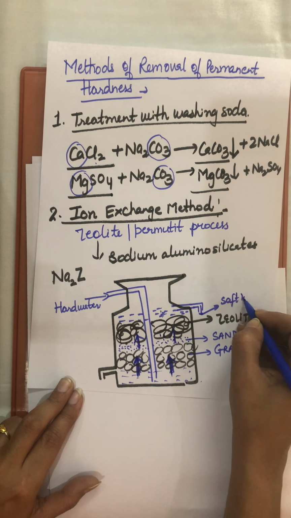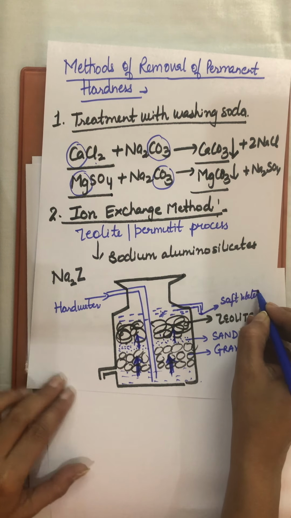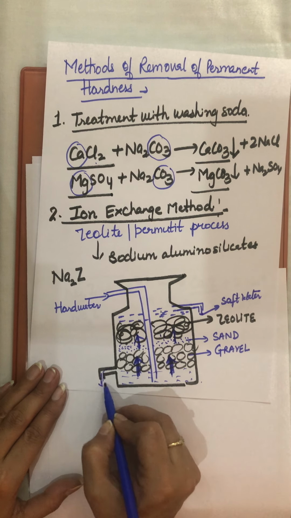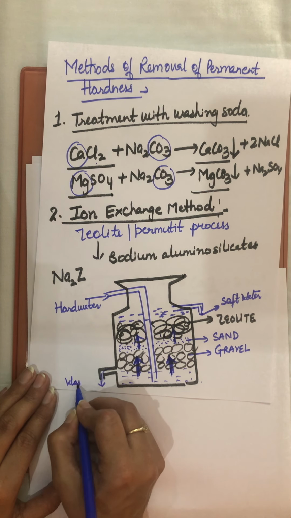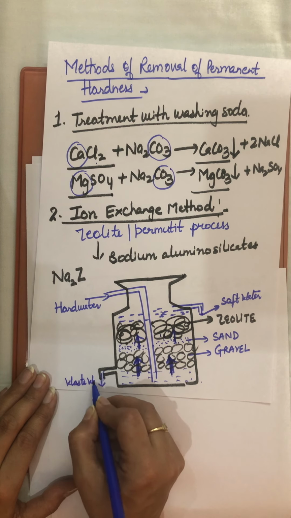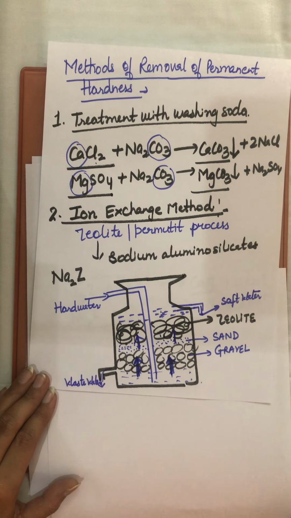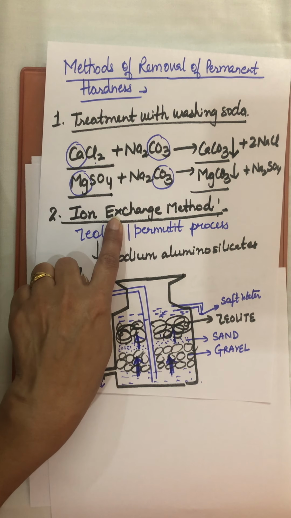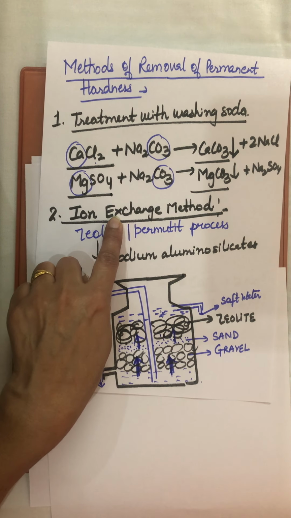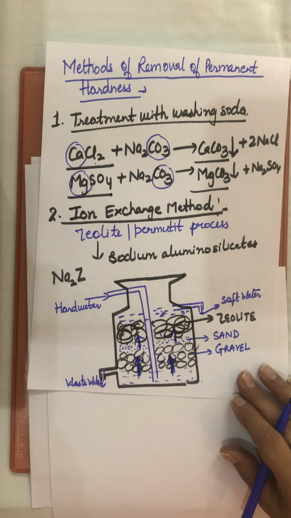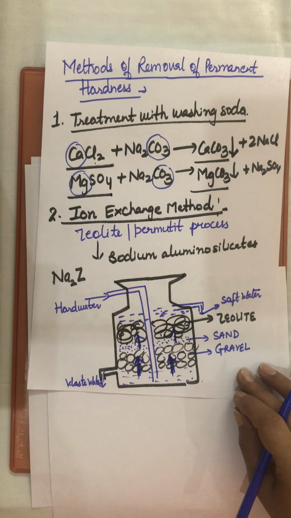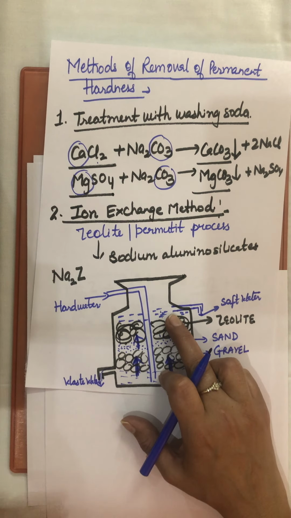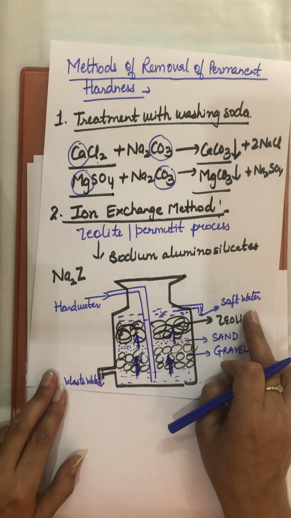Soft water is removed from here, and whatever waste is here, that waste water will come out from this. Whatever is left here, waste water. So this is how zeolite will help in exchanging the ions. The ions which are causing hardness in the water will remain in the zeolite, and the water free from calcium and magnesium ions, that water is a soft water.